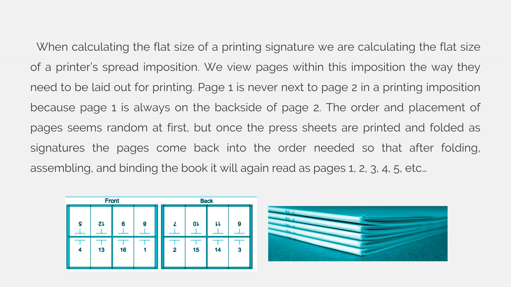The order and placement of pages seems random at first, but once the press sheets are printed and folded as signatures, the pages come back into the order needed so that after folding, assembling, and binding the book, it will once again read as pages 1, 2, 3, 4, 5, etc.